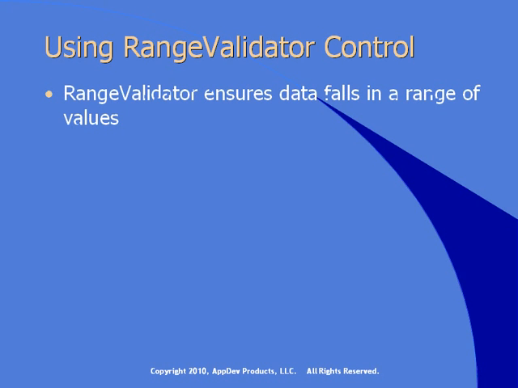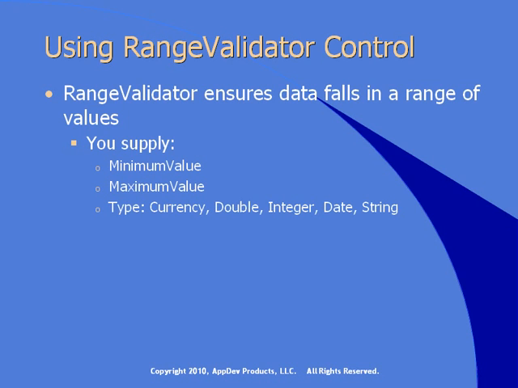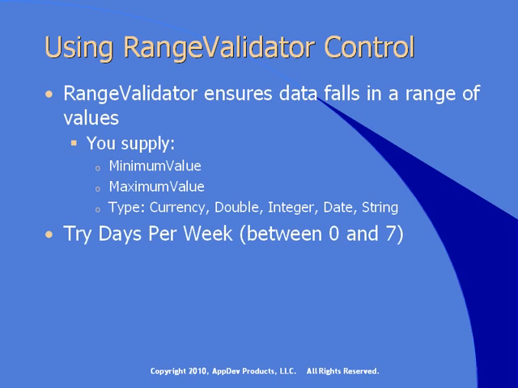The range validator control ensures that data falls within a range of values. You supply the minimum value, the maximum value, and the most important property is the type. You need to specify what kind of value you're checking the range of: currency, double, integer, date, or string. Because if you want to enter a date between January 1st and January 30th, but you've set the type to be string, it's very difficult to get the range of dates right in that case. We're going to try looking at the days per week setting on the sample page, which needs to be a number between 0 and 7.